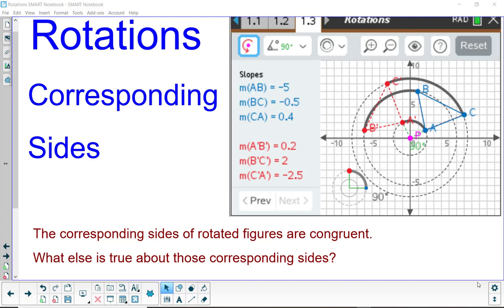This is the fifth video on rotations in the transformation geometry unit. So we've already established the corresponding sides of rotated figures are congruent, but what else is true about those corresponding sides of rotated figures?